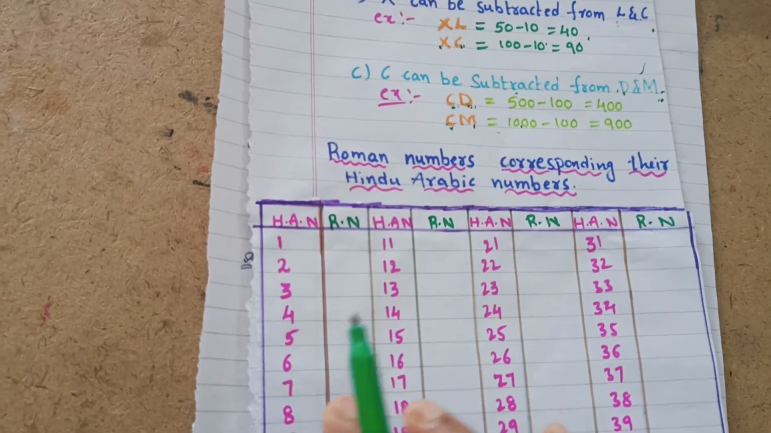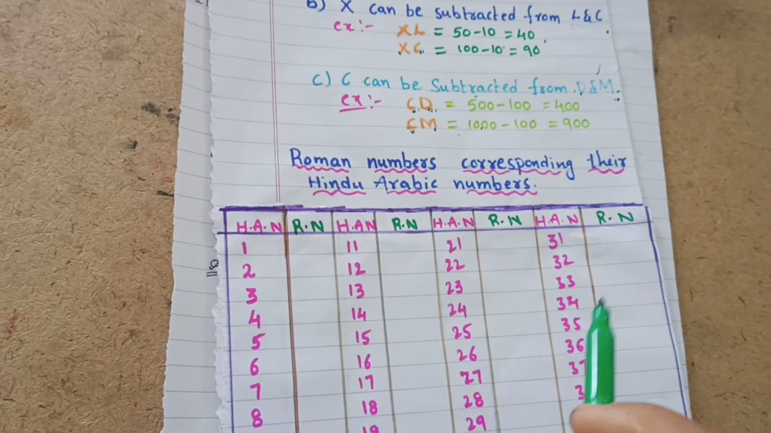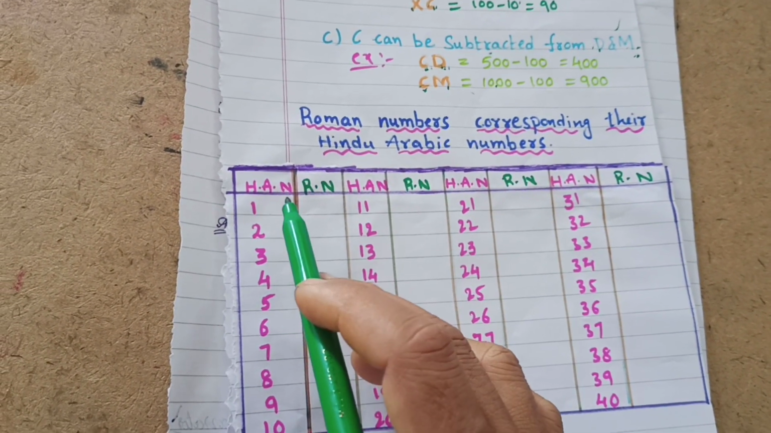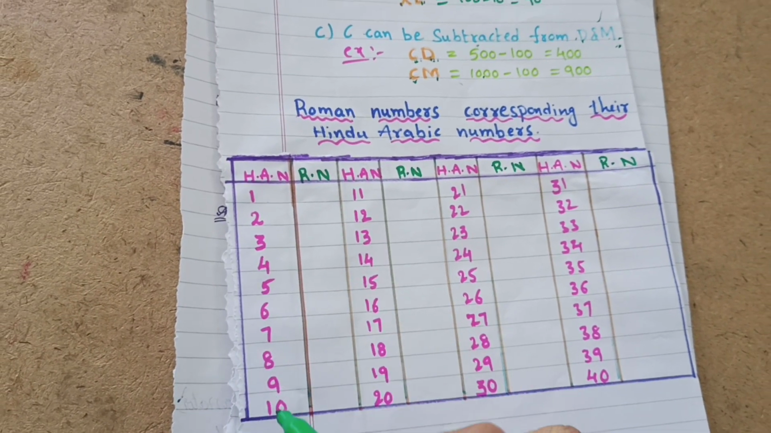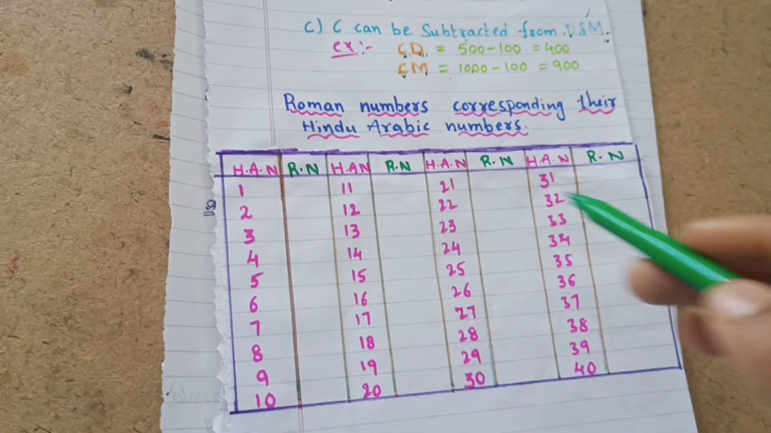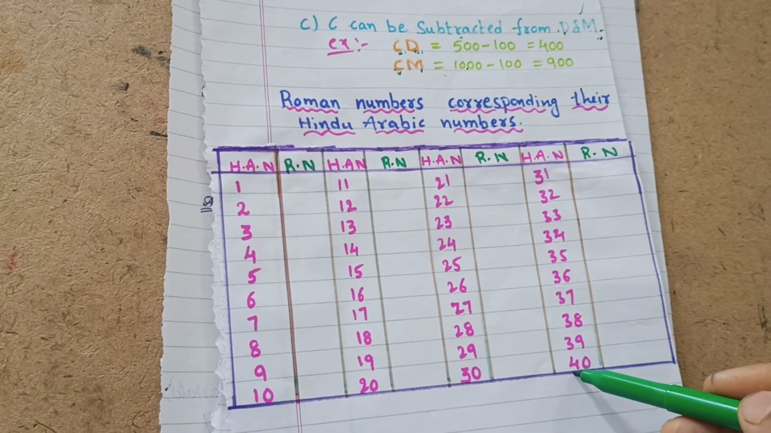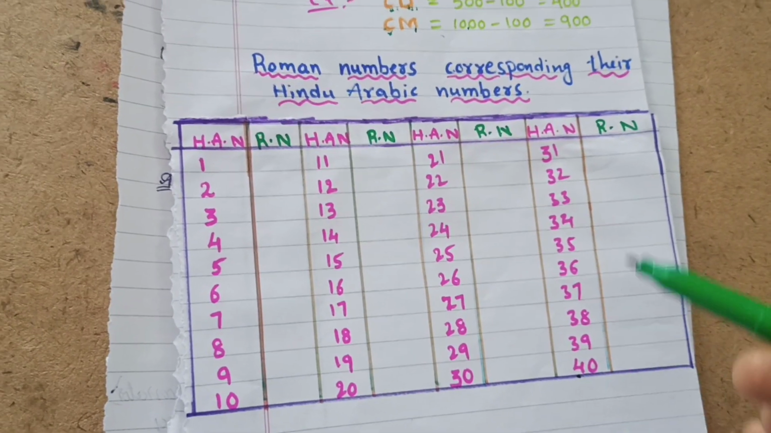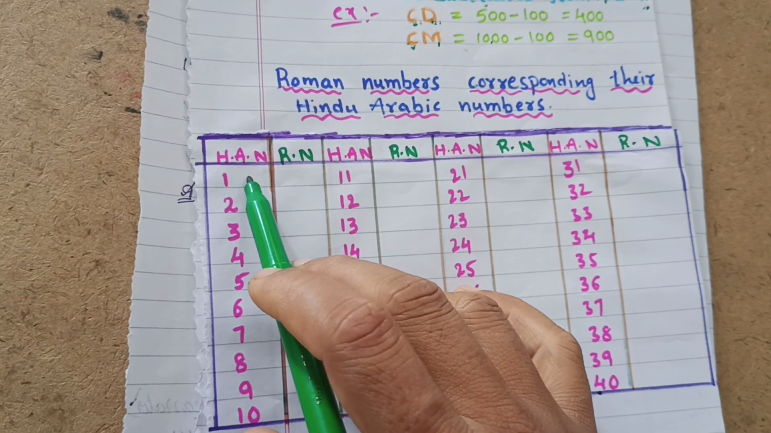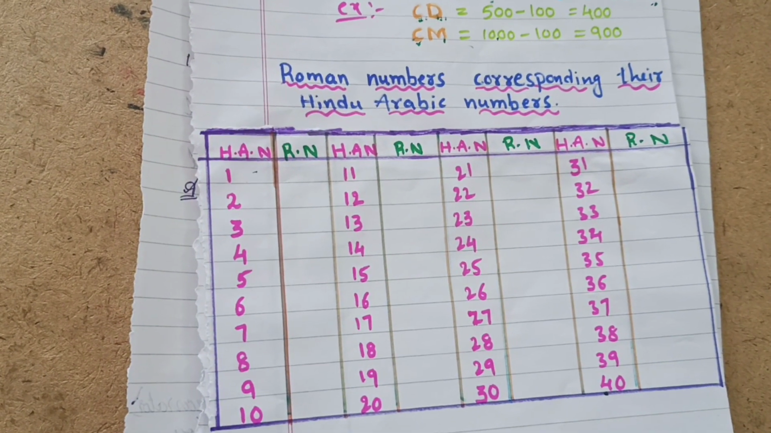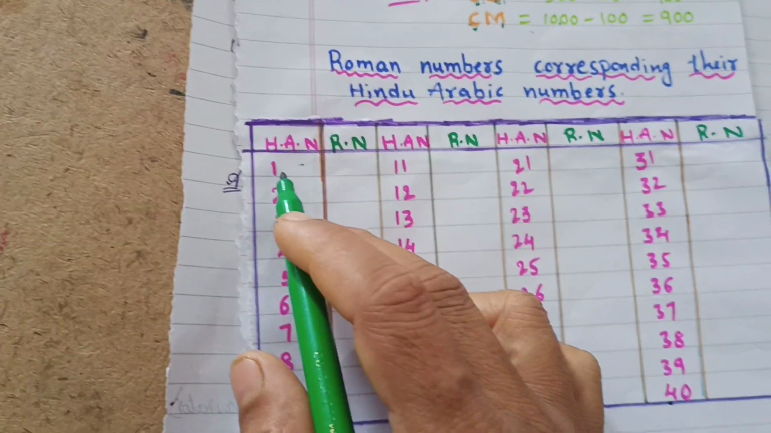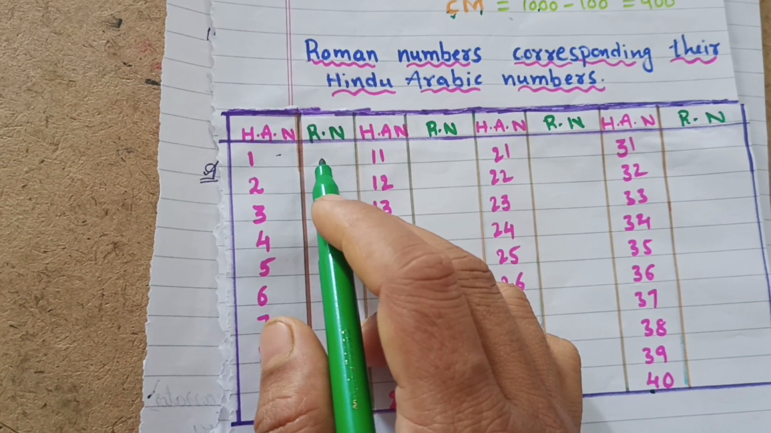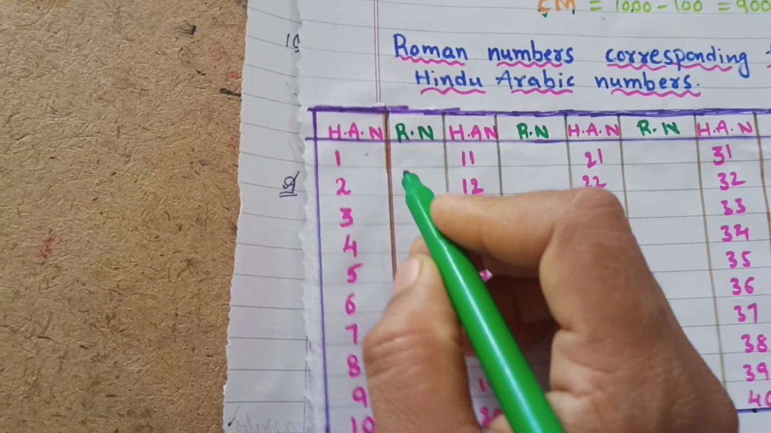Let us write, children. See, 1 to 40 I am going to write in this video. Hindu-Arabic numbers, we know already: 1, 2, 3, 4, 5, 6, 7, 8, 9, 10. Like that I have written the Hindu-Arabic numbers up to 40. Now I am going to write the Roman numbers corresponding to these. We know 1. 1 represents in the Roman number system: yes, I.